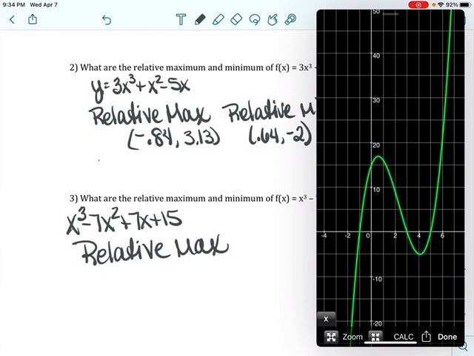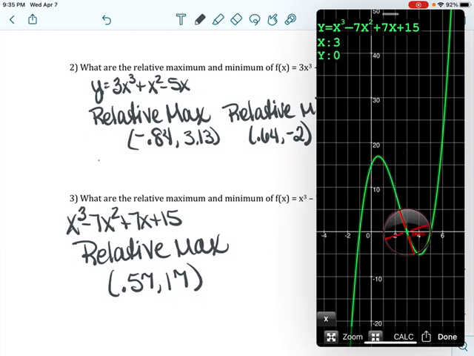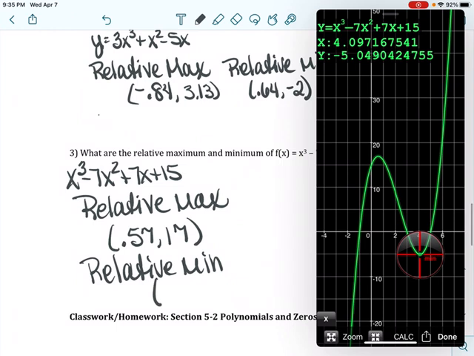Okay. Press our button. Look at that. 0.57, comma 17. Let's make that 17. Remove that. Look at that. That's a 0. That's one of the answers, like if you factored it. There we go. Here's our relative min. 4.1, comma -5.5.